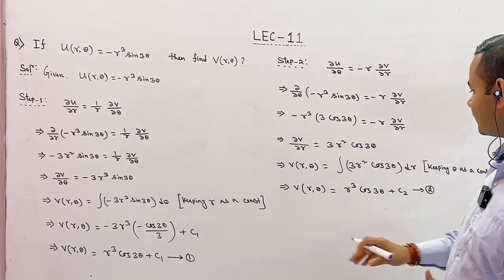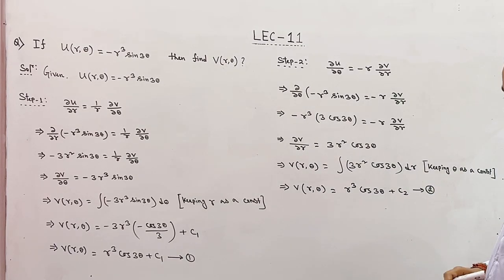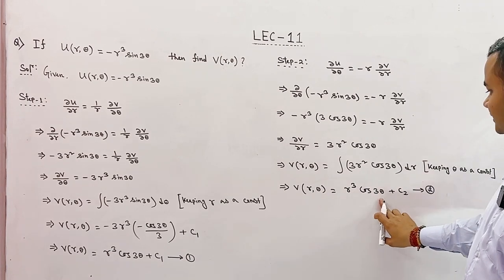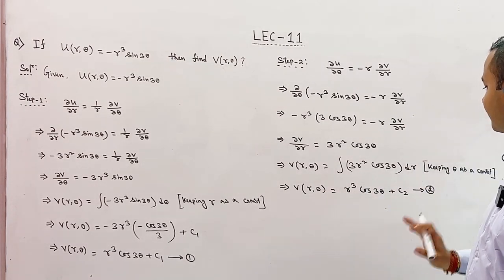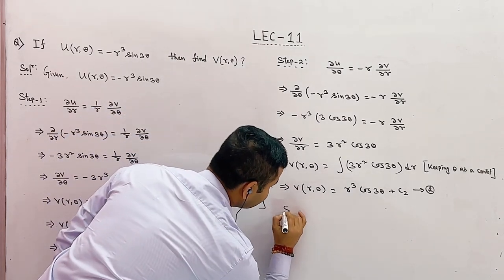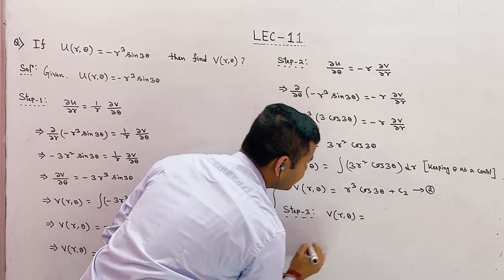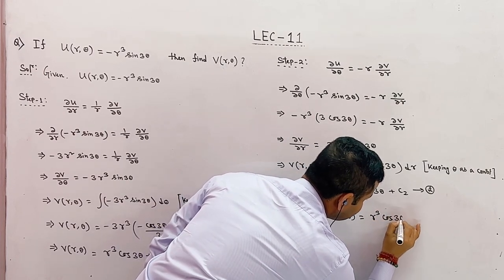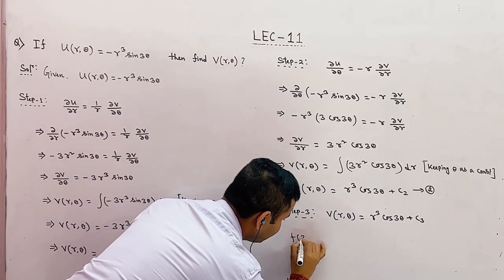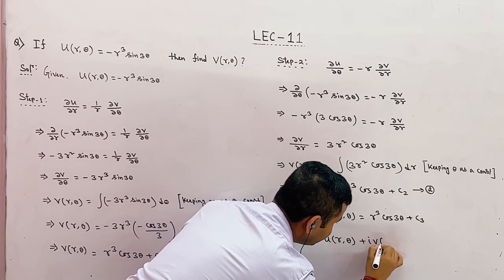According to step number 3, we have to write down v(r, theta) from equation number 1 and equation number 2 by considering repeated terms only once. Students, we have seen that in equation number 1 and equation number 2 there is a repeated term, which is r cube cos 3 theta. So while writing v(r, theta), we have to write r cube cos 3 theta only once. So v(r, theta) will be equal to r cube cos 3 theta plus some constant. And apart from that, we can write f of z as follows. f of z is equal to u(r, theta) plus i v(r, theta).